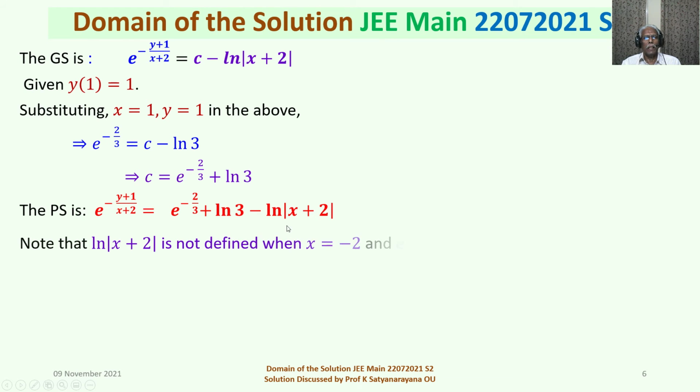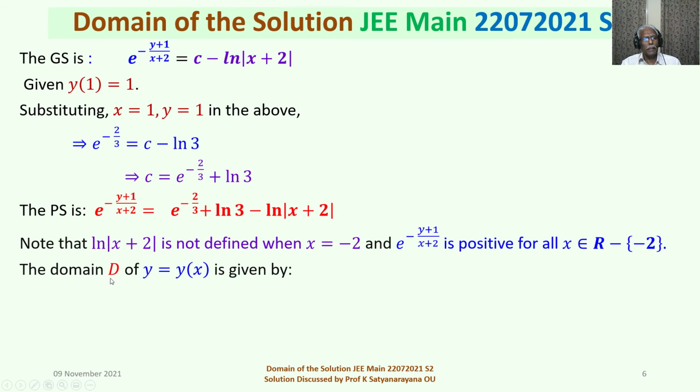Note that ln of (x + 2) is not defined when x is equal to -2. And e^(-y + 1) by (x + 2) will be positive for all real values of x except -2. That is, for all x belongs to R minus the singleton set {-2}.